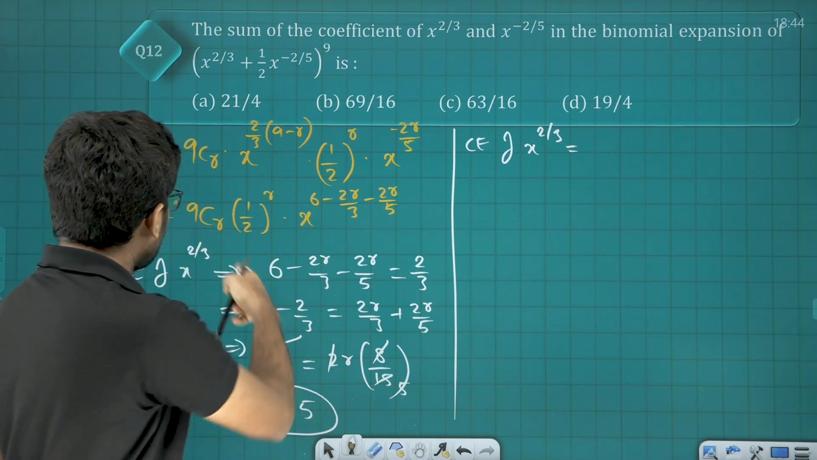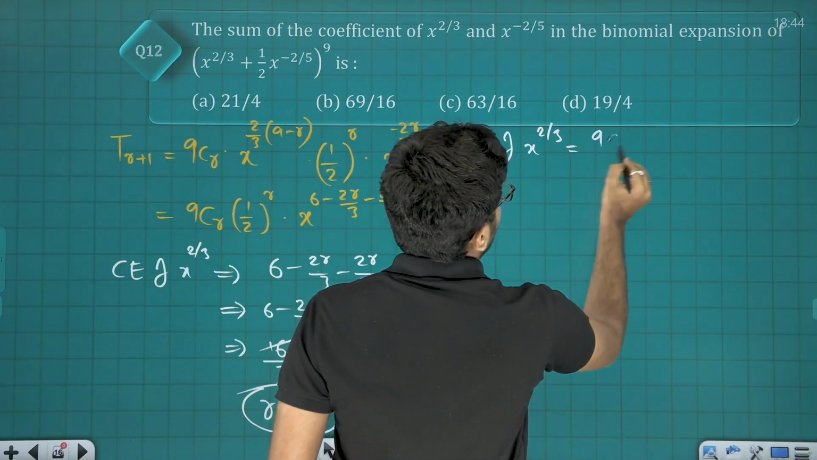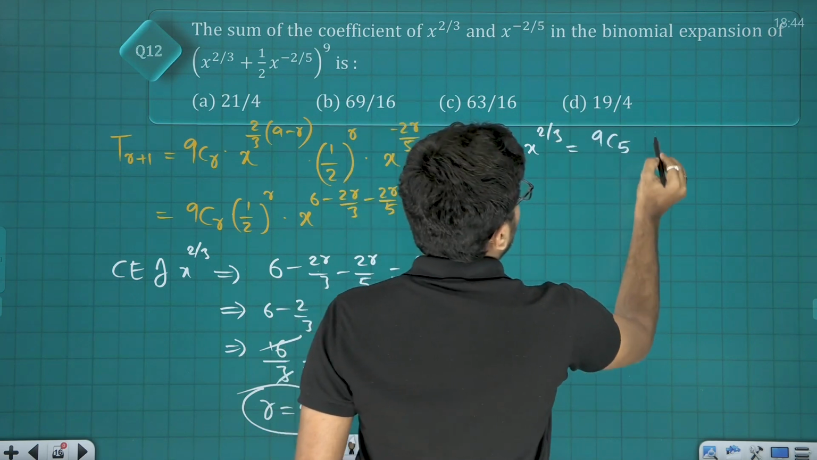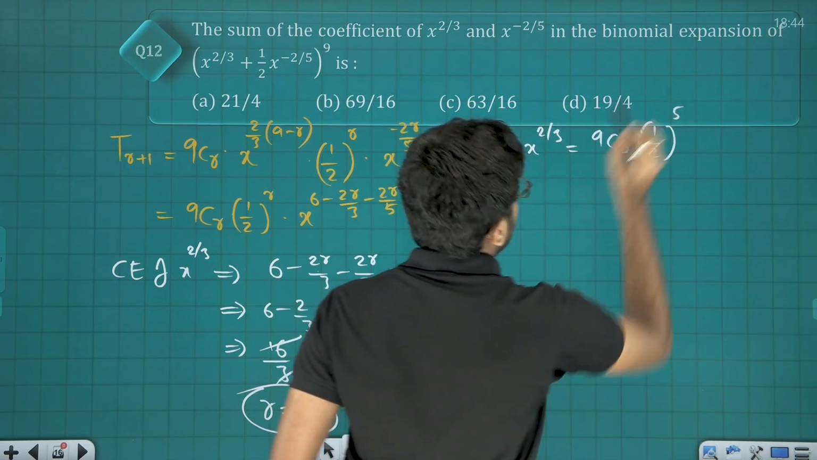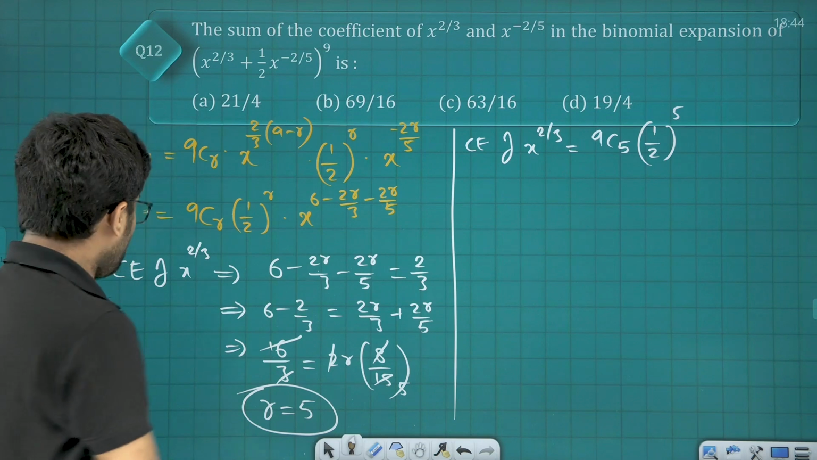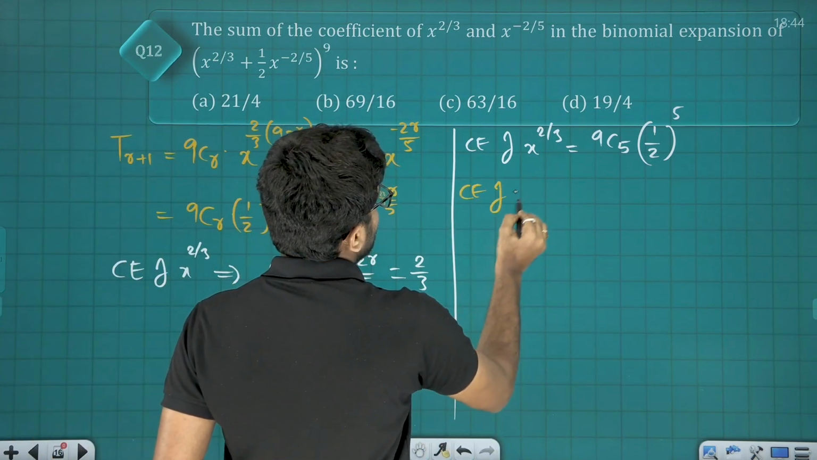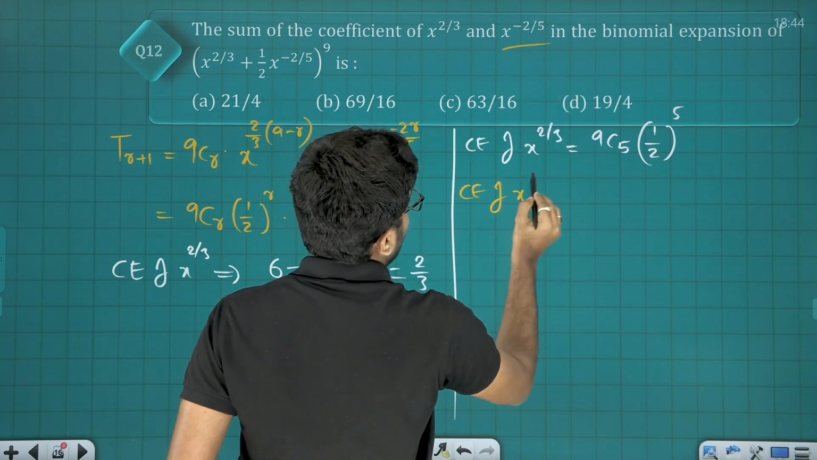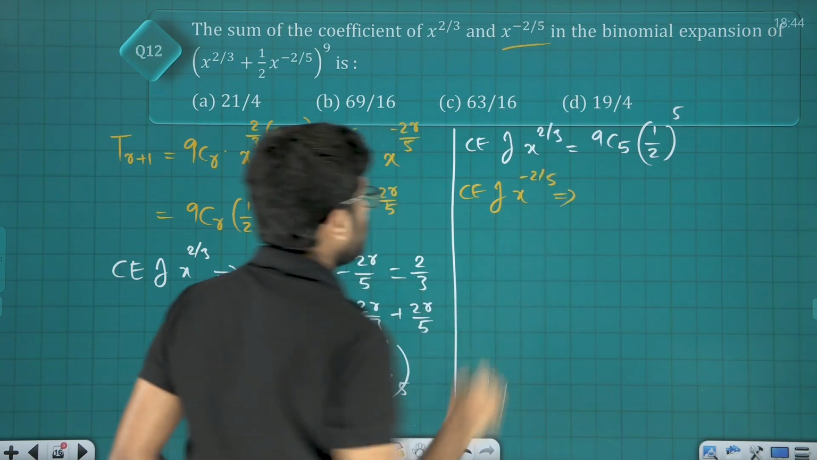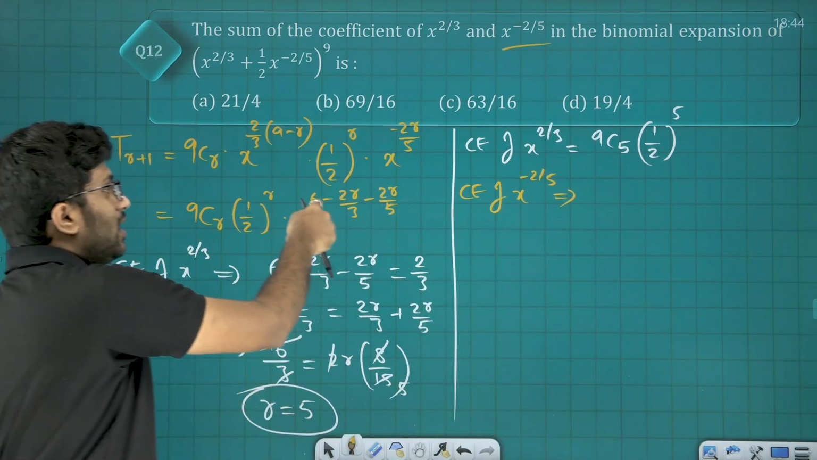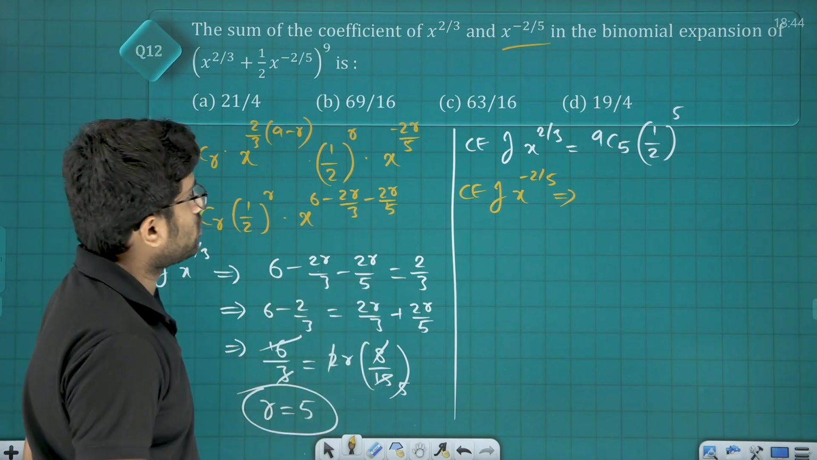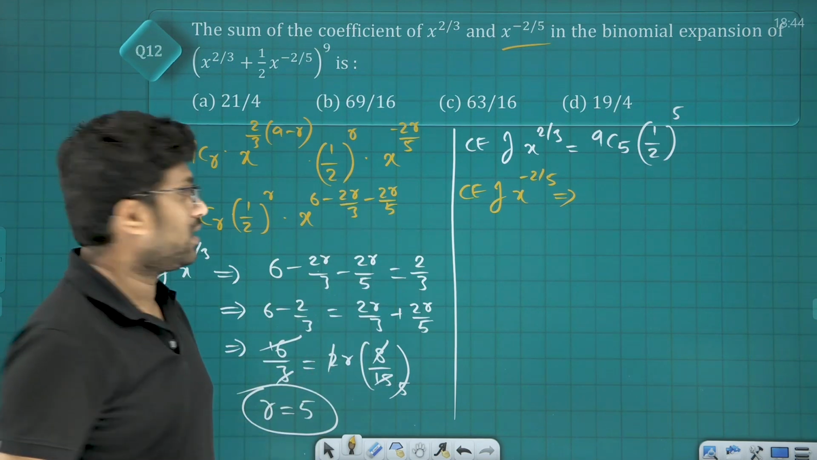So what do you get? 9C5 into 1 by 2 whole power 5. This is the coefficient of x power 2 by 3. Now we also need the coefficient of x power minus 2 by 5. So to get the coefficient of x power minus 2 by 5, again this exponent should be equated to minus 2 by 5 and then get the value of the corresponding r.